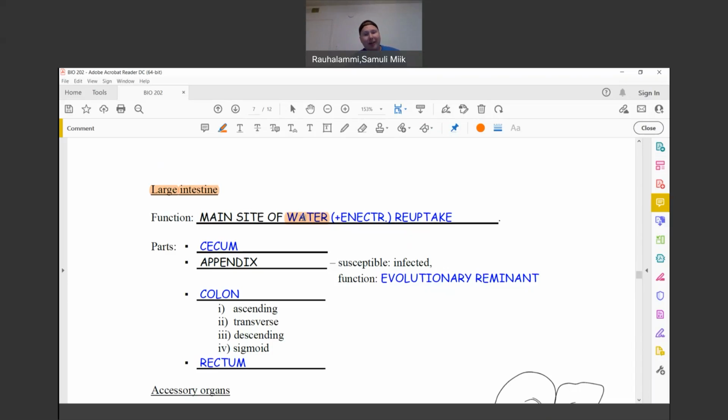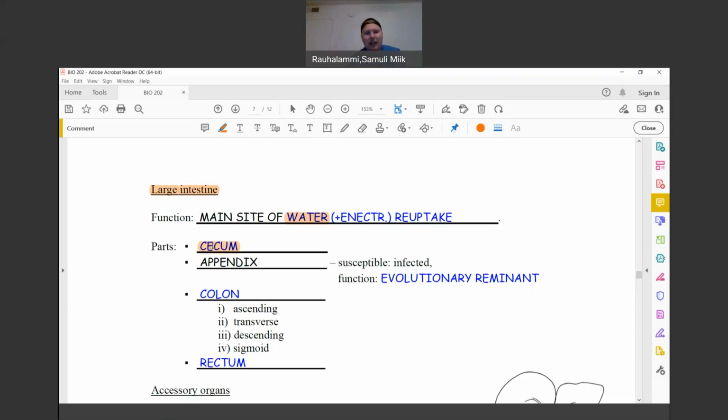With the water, as we talked about in class, electrolytes get recovered. It should say electrolytes here. They follow the water and get reabsorbed. So in terms of the large intestines, there are 3 parts that I want to discuss. The first part was cecum, kind of a pouch-like part immediately after the ileum. From the cecum, we also have the appendix hanging out.